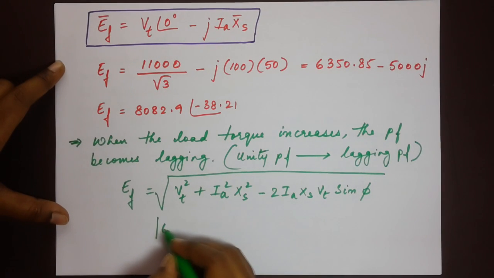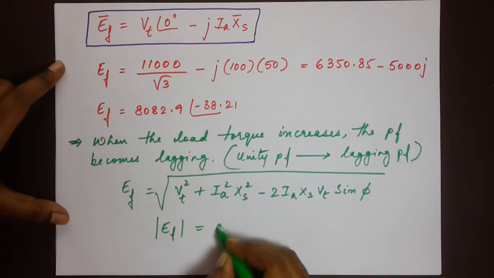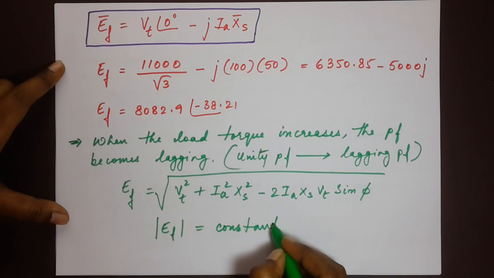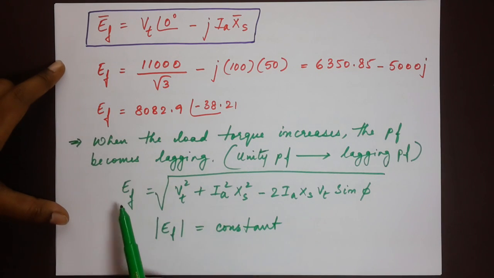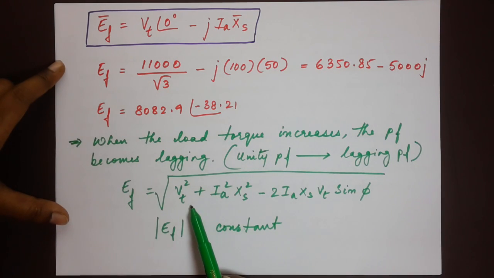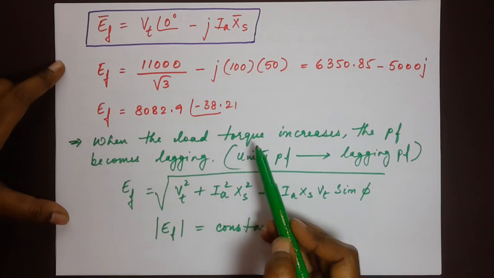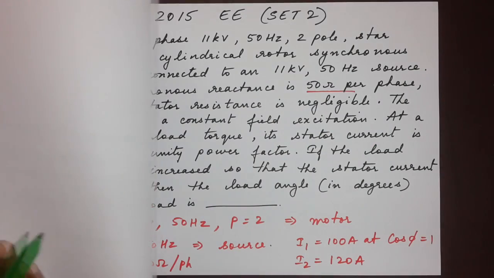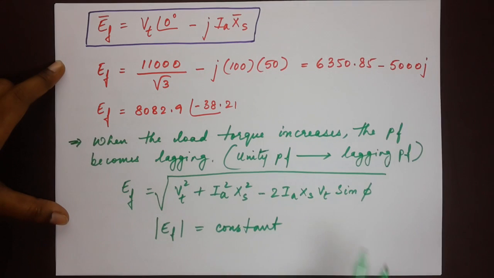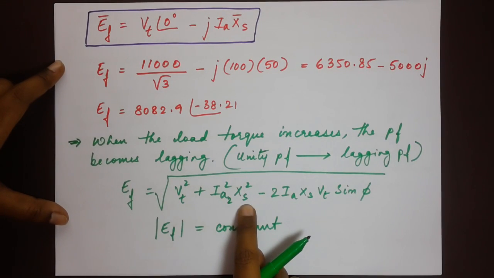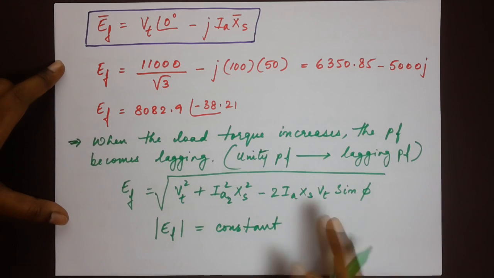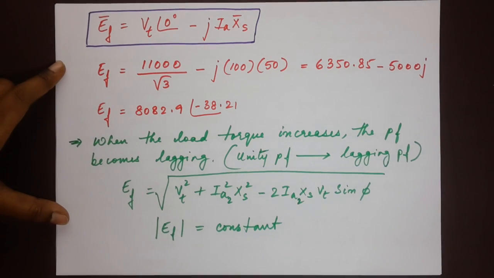So mod EF is constant. Now we use this equation here, substitute the value of EF here and the values of Vt, Ia. Now here the Ia has increased, okay, the load torque has increased, therefore the current has now increased. It's given that I2 is 120, right? So this is Ia2 or I2. Xs is the same, and here as well this is I2 value.